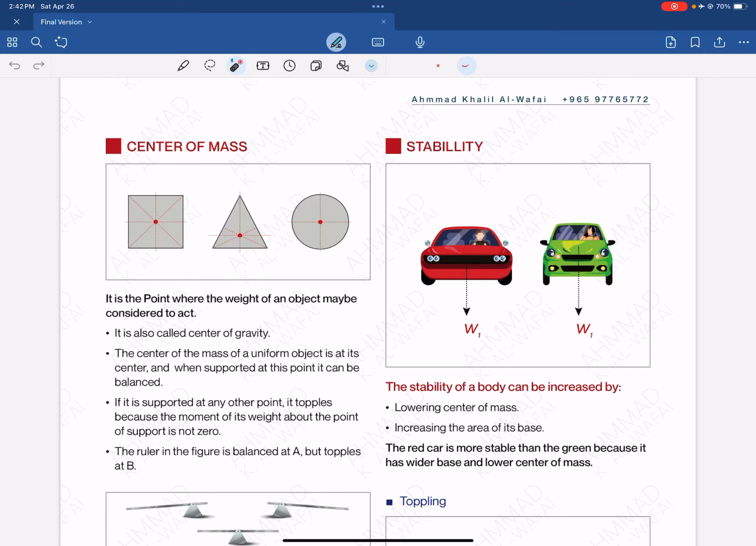So guys, now we're going to talk about the center of mass. Center of mass is basically defined as the point where the weight of the object may be considered to act, okay? So in these regular shaped objects, the weight is always pointing downwards as we agreed, and it points from the intersection of the diagonals, okay?